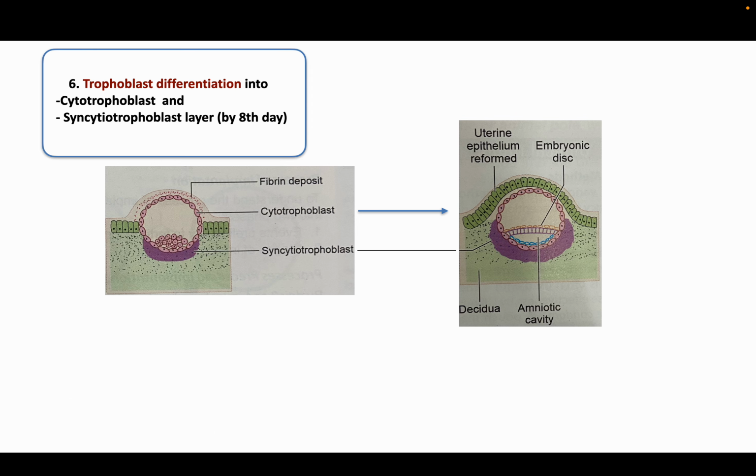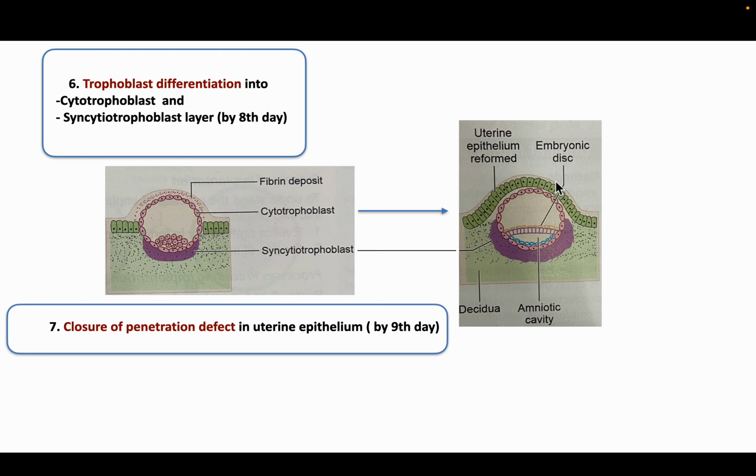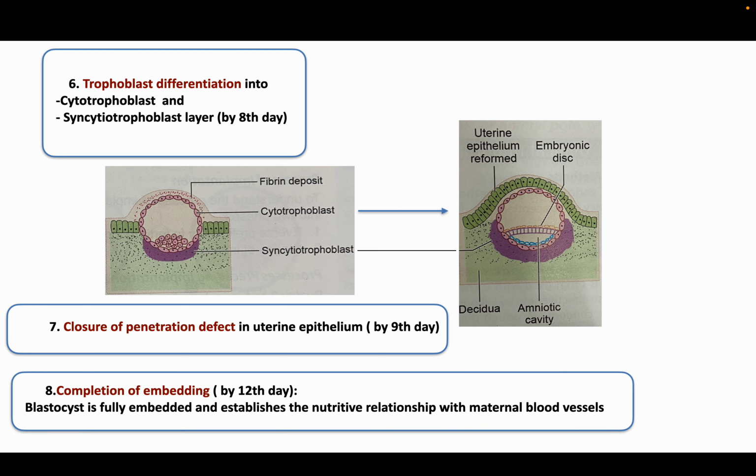Now the trophoblast differentiates, as you can see here, into cytotrophoblast and syncytiotrophoblast. The part which is embedding within the endometrium undergoes these changes. Next is closure of the penetration defect in the uterine epithelium by the ninth day, so this epithelium is reformed. The whole of the blastocyst is then present within the wall of the uterus. The completion of embedding happens by the 12th day. The blastocyst is fully embedded and establishes a nutritive relationship with the maternal blood vessels. So these are the steps of implantation.